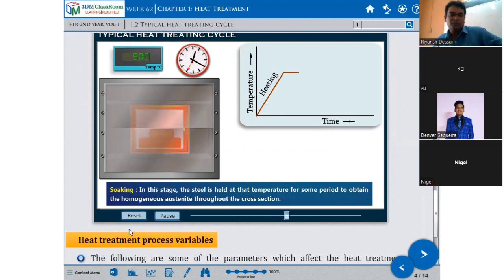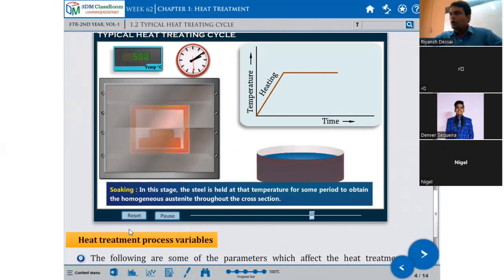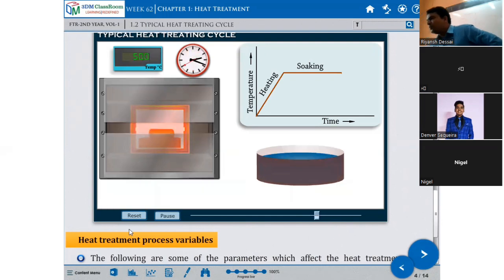The steel is held at that temperature for some period to obtain homogeneous austenite throughout the cross section. Homogeneous austenite means you need to get all the parts.